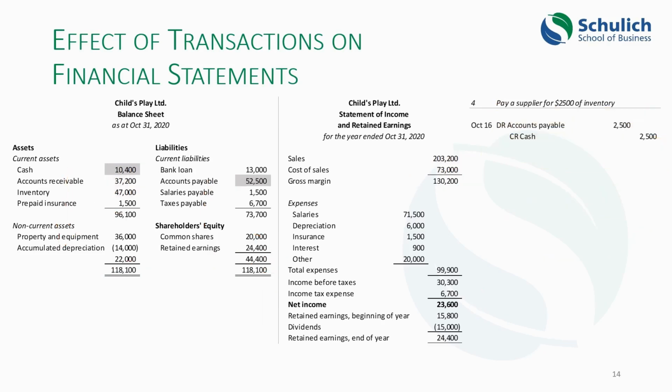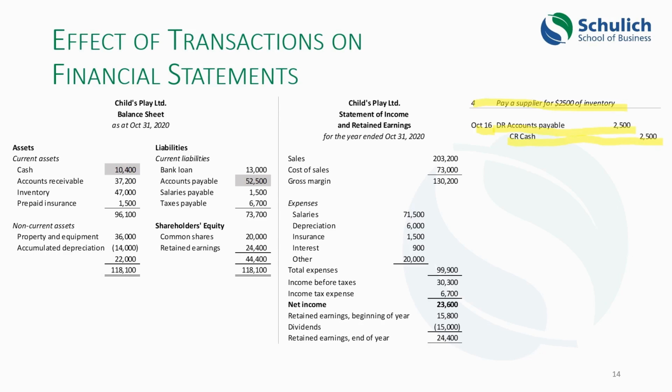So our fourth transaction is to pay a supplier for some of the inventory that we bought. We're going to pay $2,500 to the supplier. So on October 16th, we're going to have cash leaving the company. So that's going to be a credit to cash for $2,500. And that's going to reduce our obligation to the supplier. So we're going to reduce our accounts payable by the same amount.